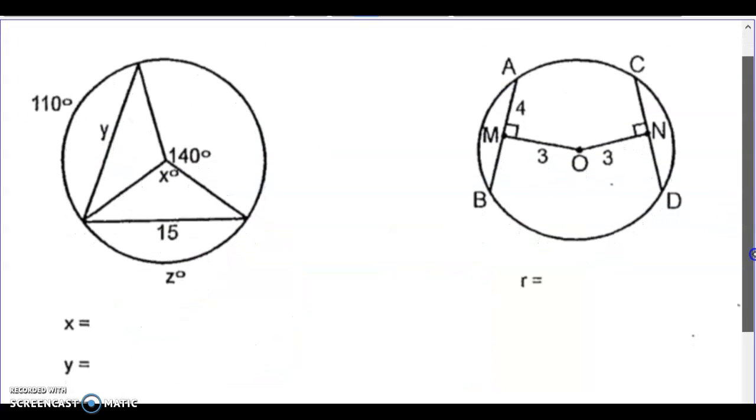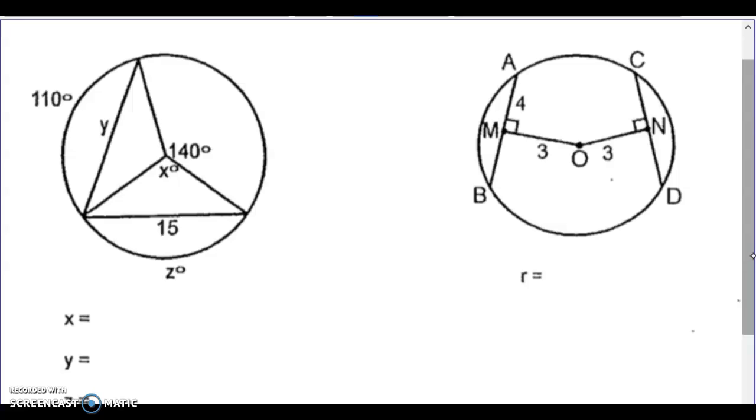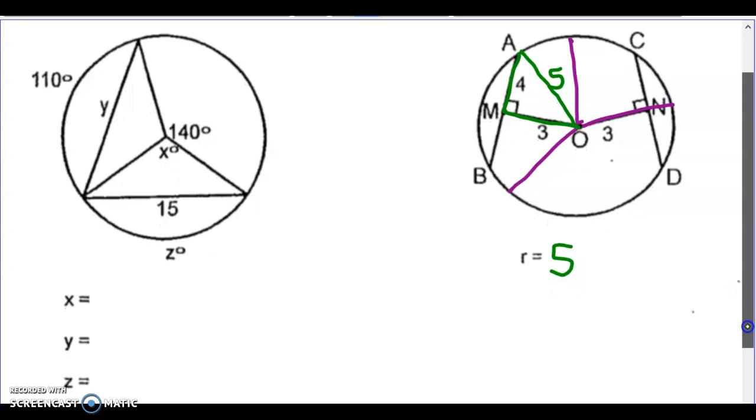All right, a couple more examples here. On this one, we want to find the radius. You could draw the radius here, here, or here, but the most beneficial spot to draw the radius is where you can create a right triangle. I see a 4 here, a 3 here. If I draw my radius right there, now I have a right triangle, and 3, 4, 5, so the radius is 5. I think that is the same problem as the one I did a little bit ago.